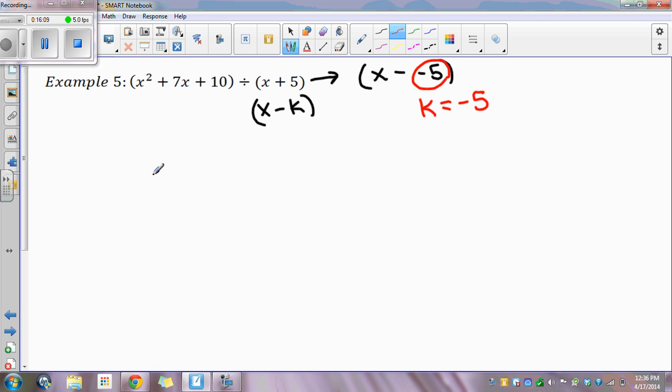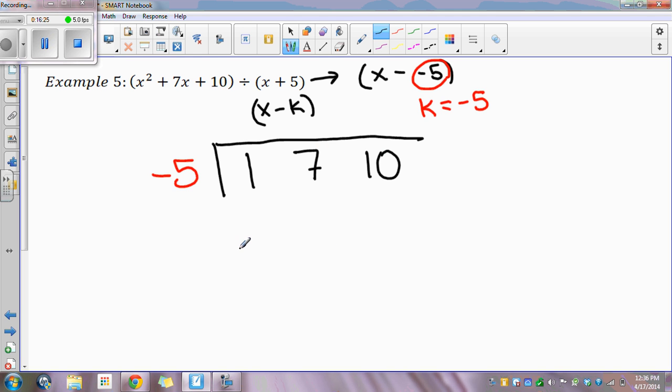Set up your long division. Negative 5 on the outside, and on the inside, rewrite everything without the color or without the x's. So 1, 7, and a 10. And they're all positive. Keep organized with these lines here. You do the rest. We'll keep doing more examples of this tomorrow and get in some different types of examples for these problems.